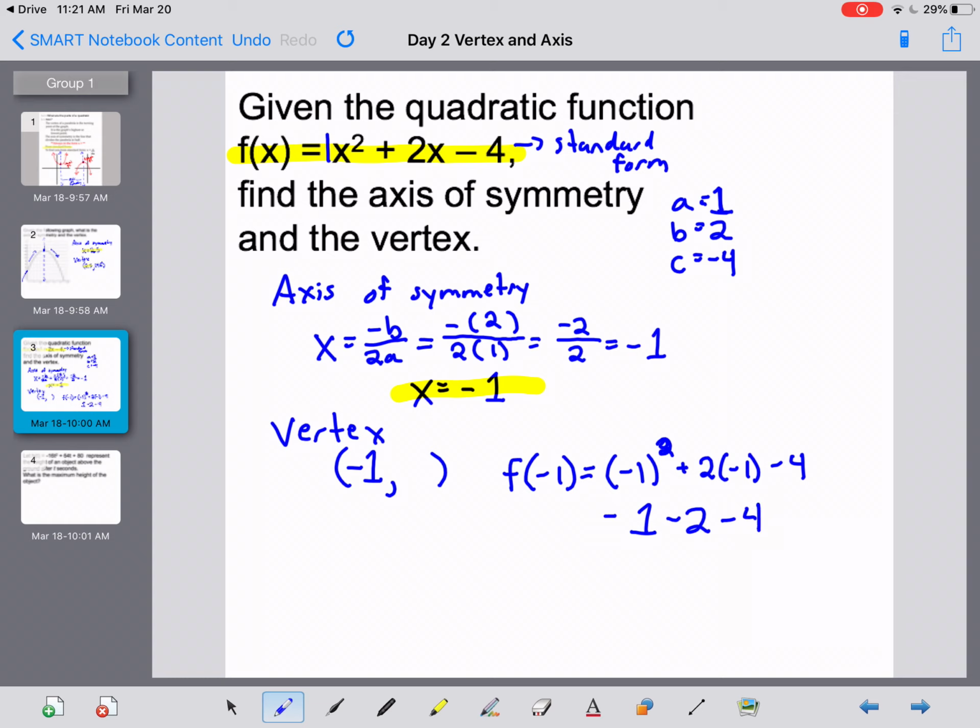Now I'm just going to use my order of operations to simplify this. 1 minus 2 is negative 1, minus 4. Negative 1 minus 4 is negative 5. So my y value would be negative 5. So that would be my vertex: negative 1, negative 5.